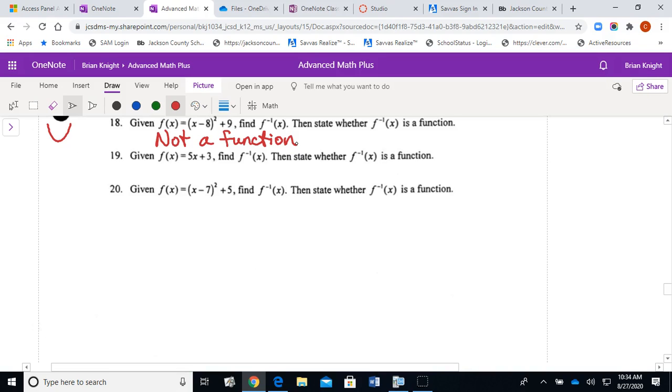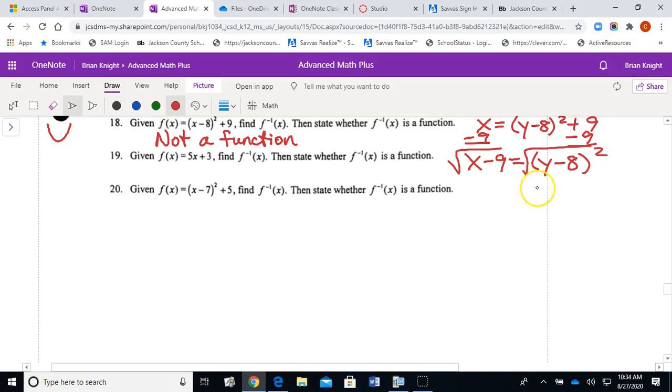Now, we have to find the inverse. So what do we do with x and y? Switch them. So we're going to say x equals y minus 8 squared plus 9. And then after we switch them, we solve that equation for y. So subtract your 9 over. X minus 9 equals y minus 8 squared. How do we get rid of a square? Square root. Take the square root. What's the important thing to remember when you take a square root? What do I need to put out front? Plus or minus.